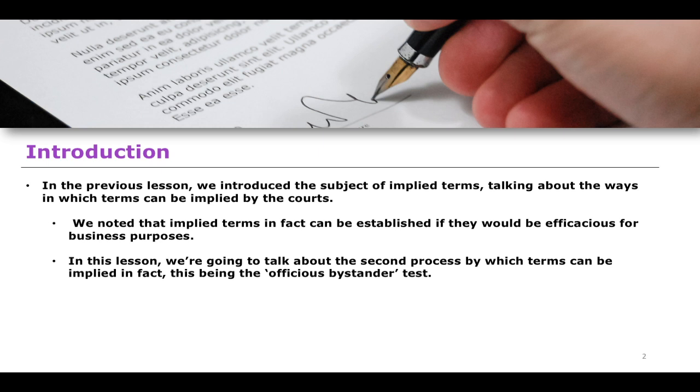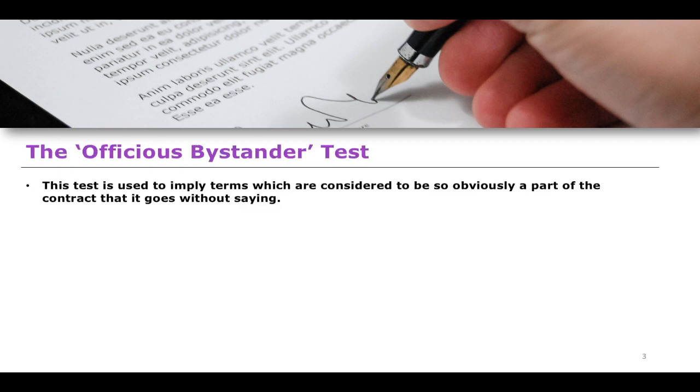This lesson is going to talk about the second process by which a term may be implied in fact, this being the Officious Bystander test. Generally speaking, when we think about terms implied by courts in fact, there are two routes you can go down. You have the efficacious business test, and then you have the Officious Bystander test. What the Officious Bystander test tells us is that we can imply terms which are considered to be so obviously part of the contract that it goes without saying.